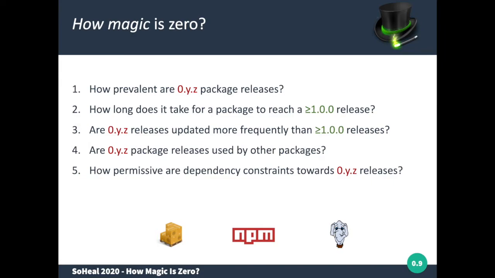The fourth question is related to the first. While the first one looks at whether package releases that are still in major 0 version number are prevalent, the fourth question looks at whether such package releases are actually often used by other packages that depend on them. And then finally, the fifth one is related to the semantic versioning policy. What are the types of dependency constraints towards package releases with a 0 version number? Are these dependency constraints semantic versioning compliant, or are they more permissive or more restrictive?